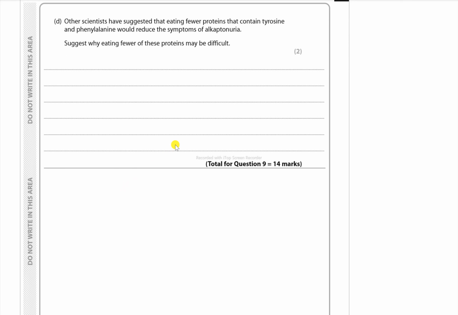Other scientists have suggested that eating fewer proteins. Okay. The problem with eating fewer proteins, it's essential for new growth. So proteins needed for growth and repair of body, yeah, of body cells.